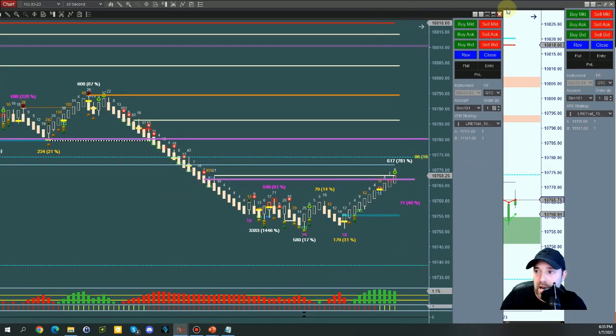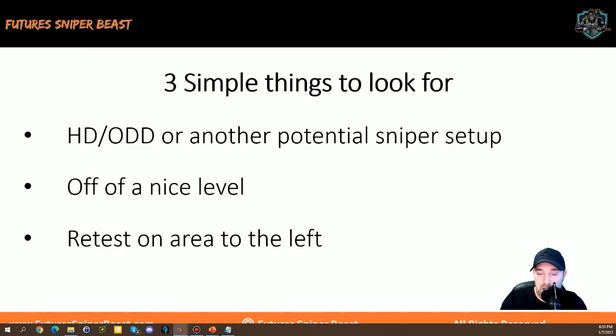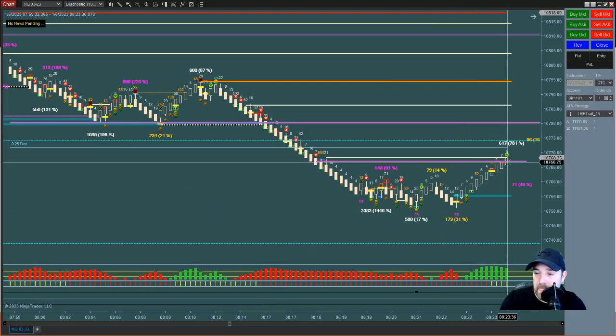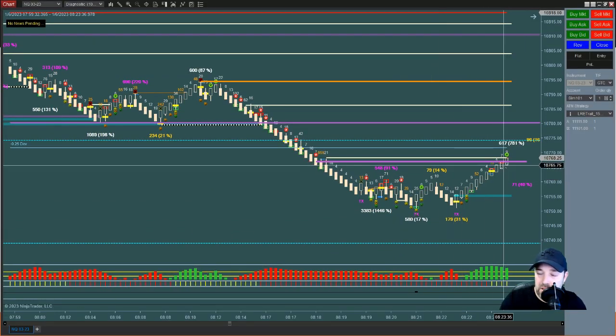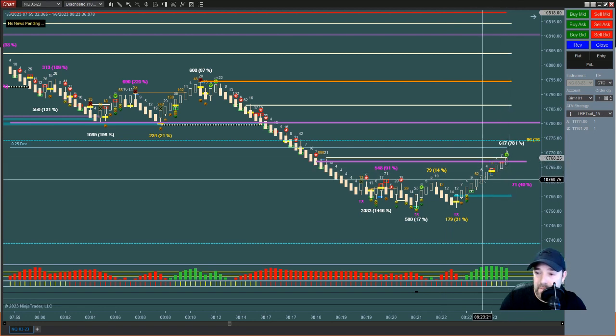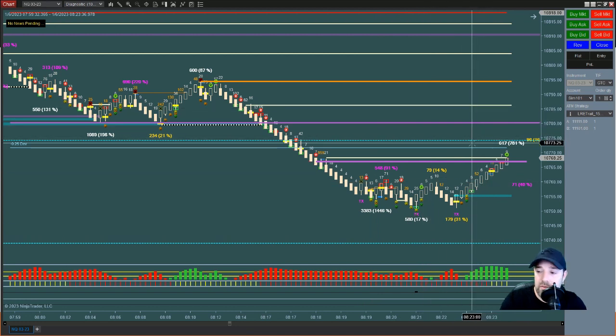Because what did I say that I look for? HD, ODD, or another sniper setup off a nice level and retest an area to the left. One of those three things. I have zero. Okay? I have zero. And not to mention, if this did start to come down, it might come right back down to the top of this to test it and then pop back up. I see that happen over and over.